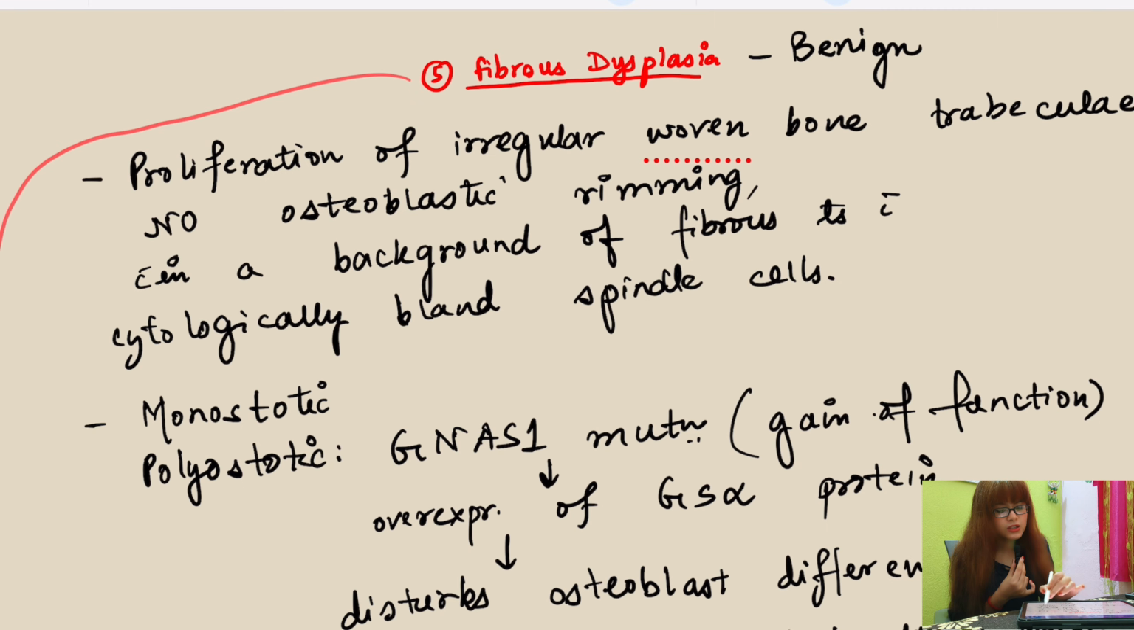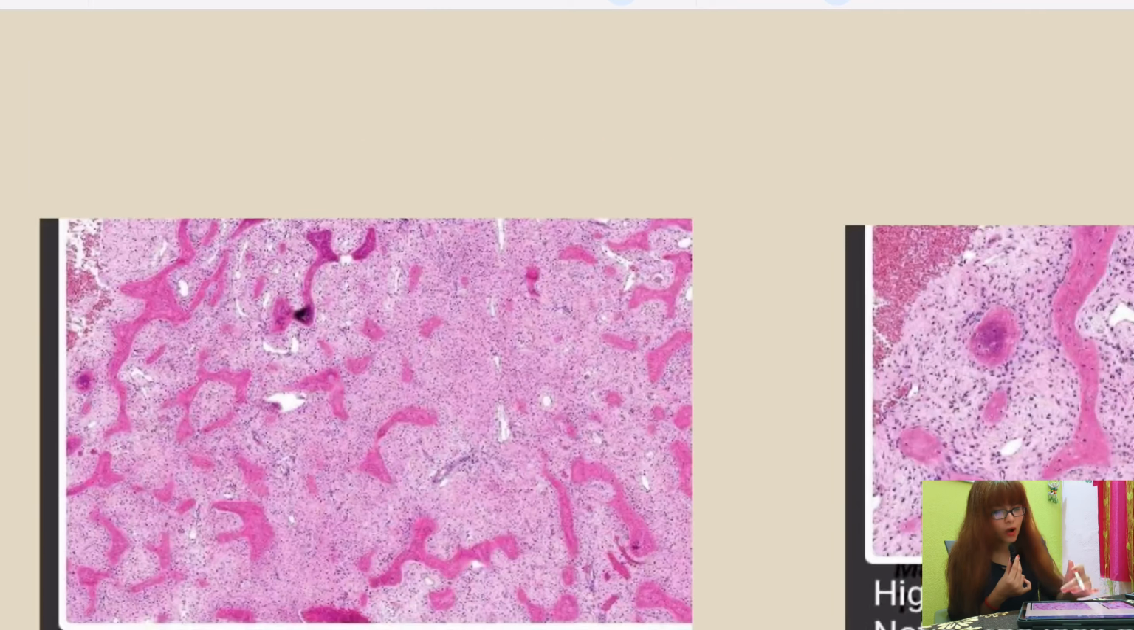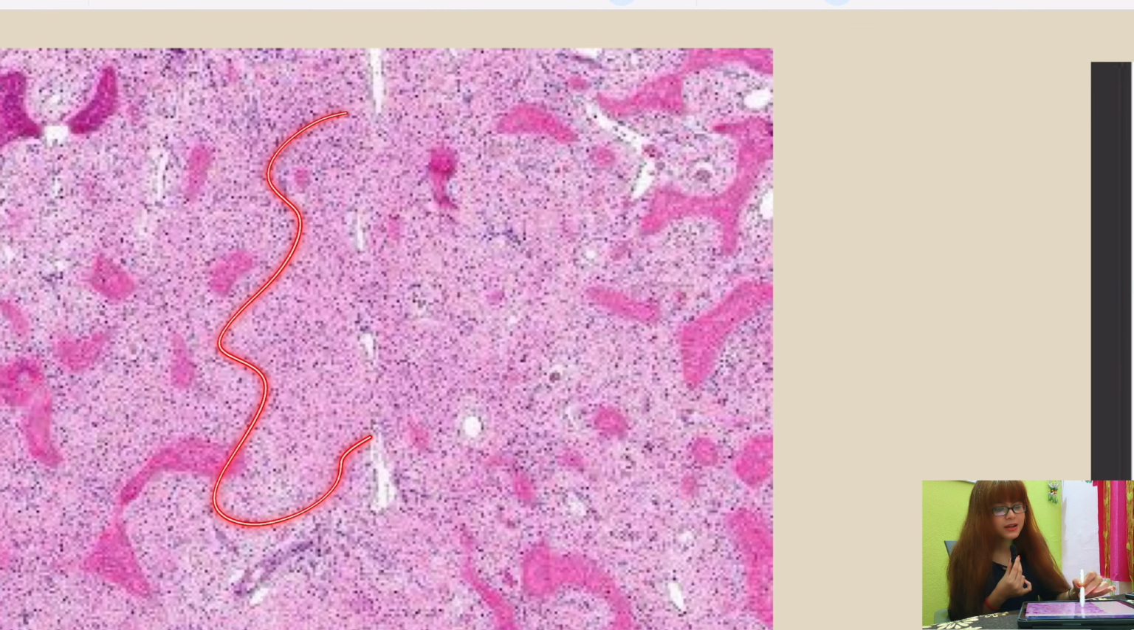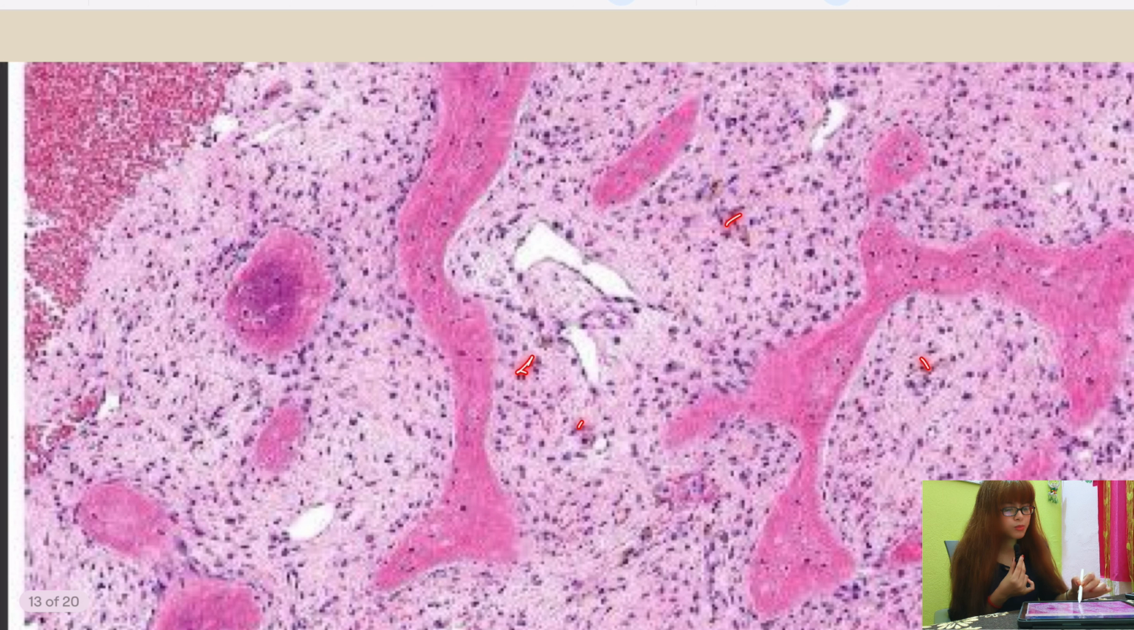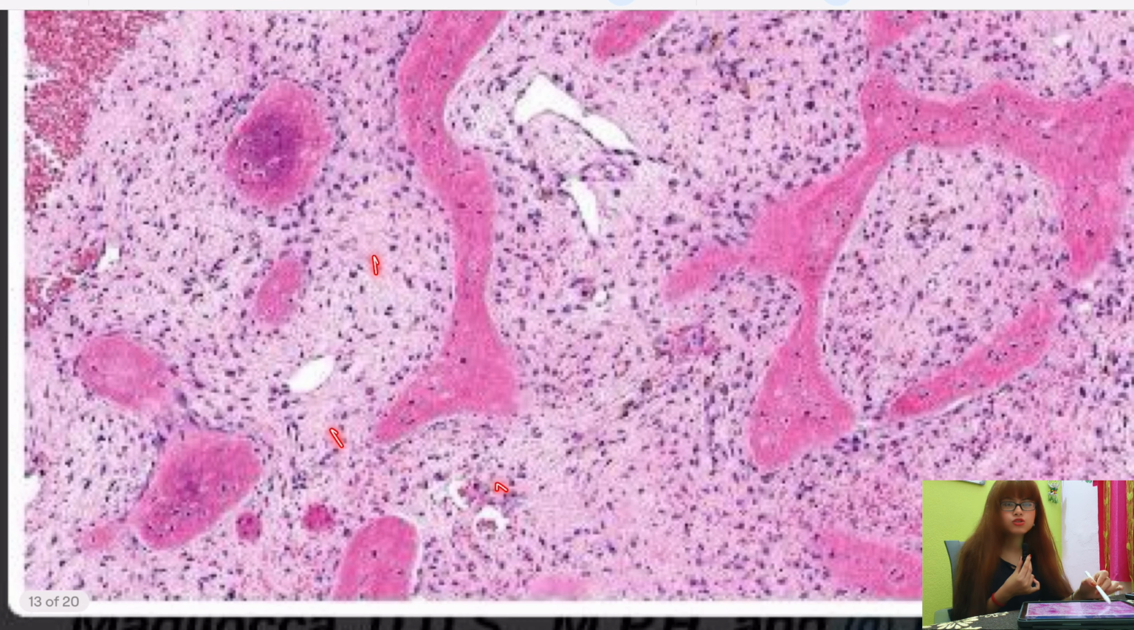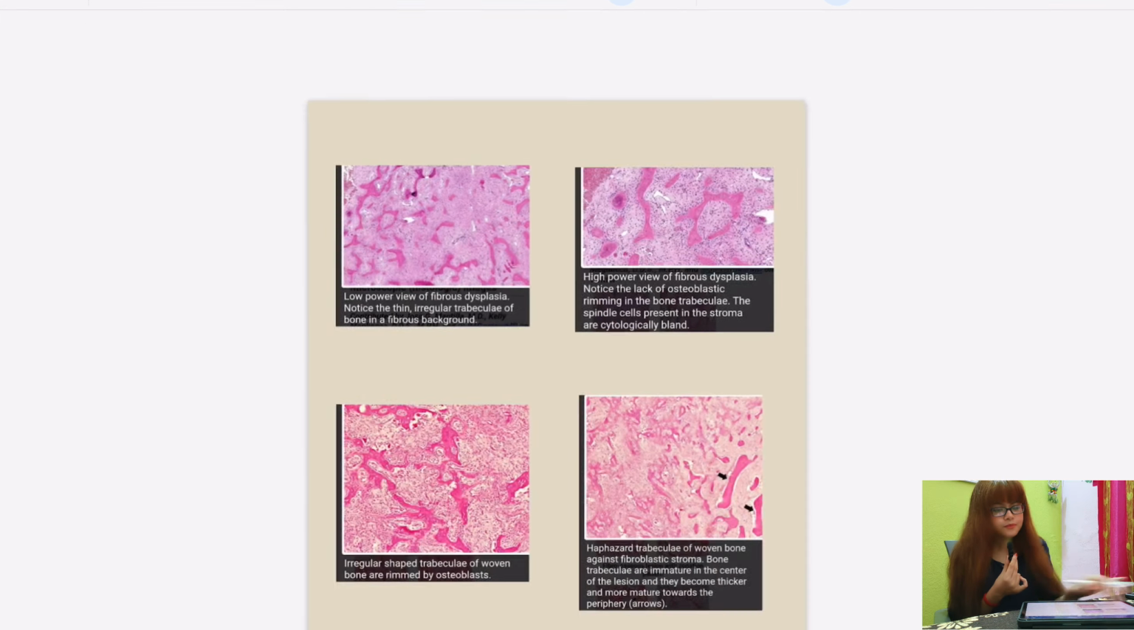So here you can see that there is no osteoblastic rimming. It has irregular woven bone, and the background has bland spindle cells. This light pink color is the background. You can see that there are bland spindle cells present in this stroma. The spindle cells are not atypical. They just have bland cytological features.